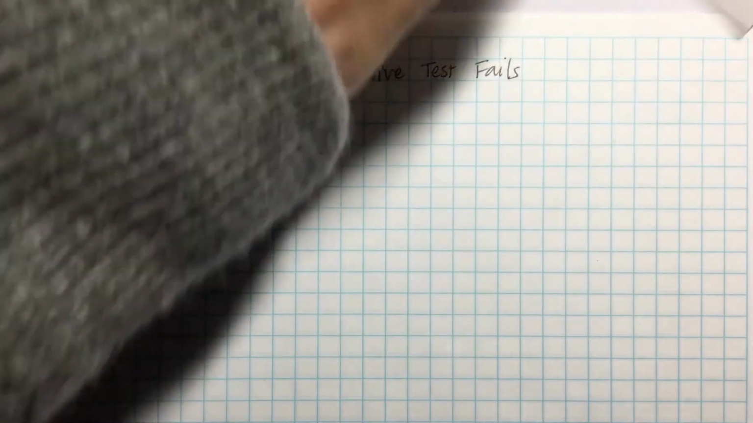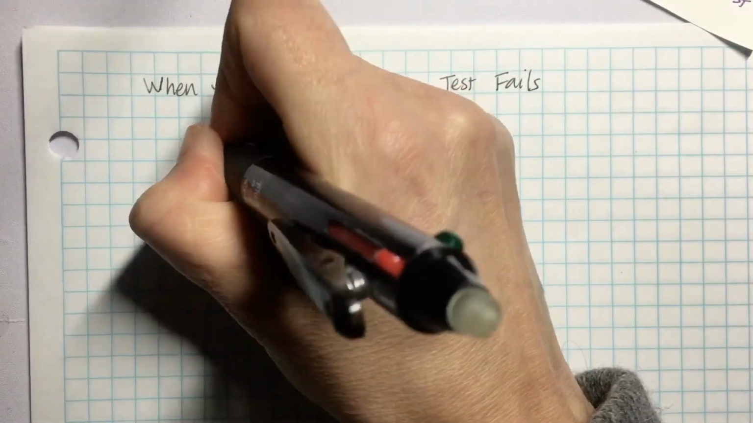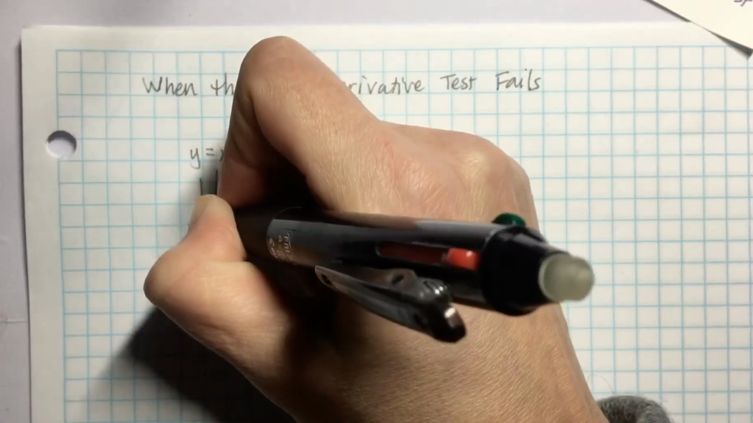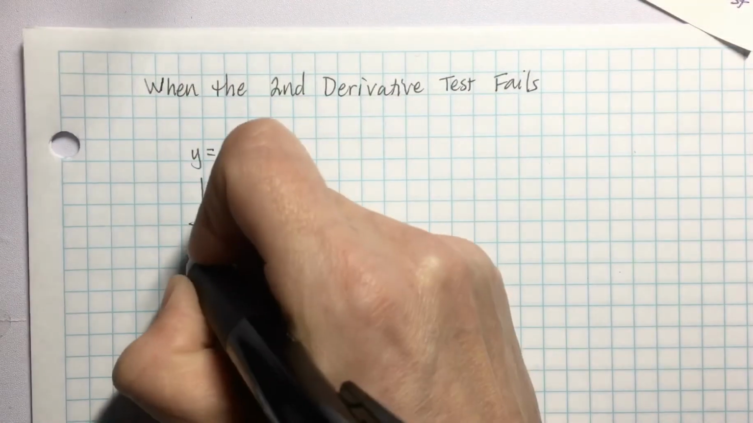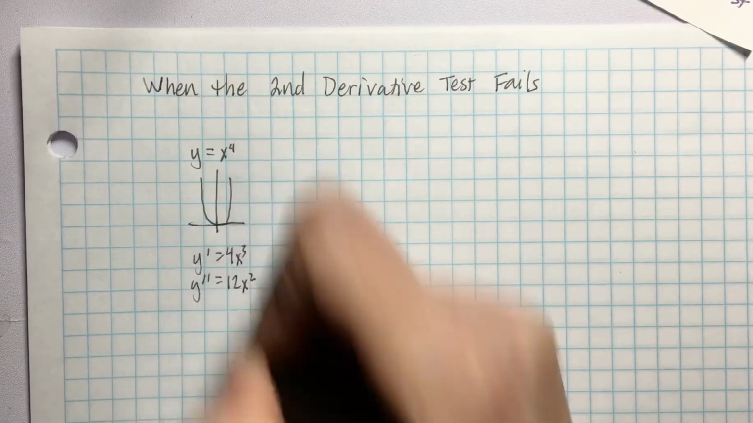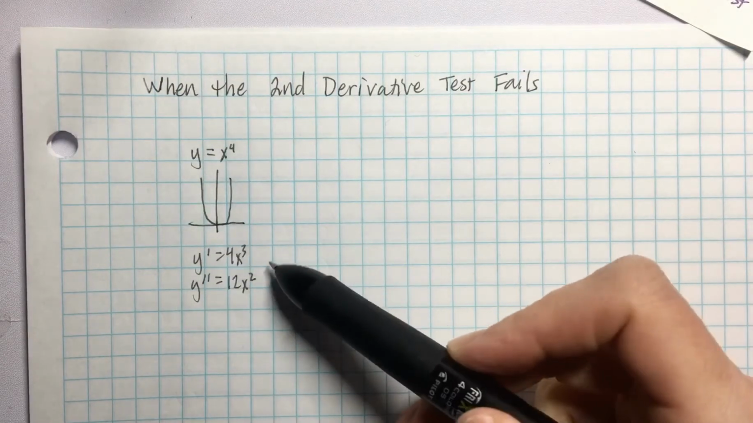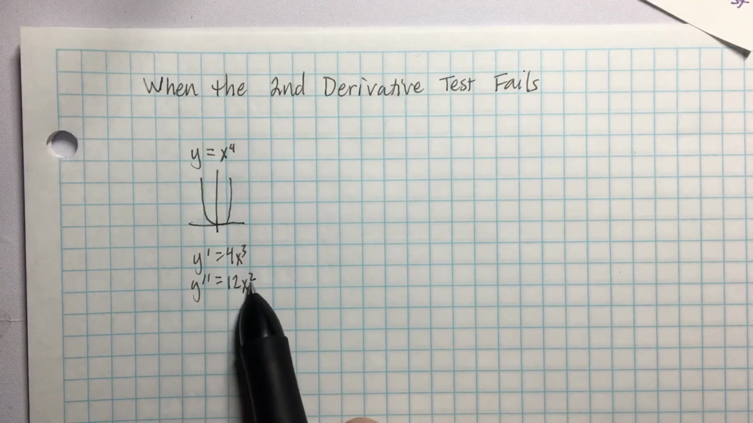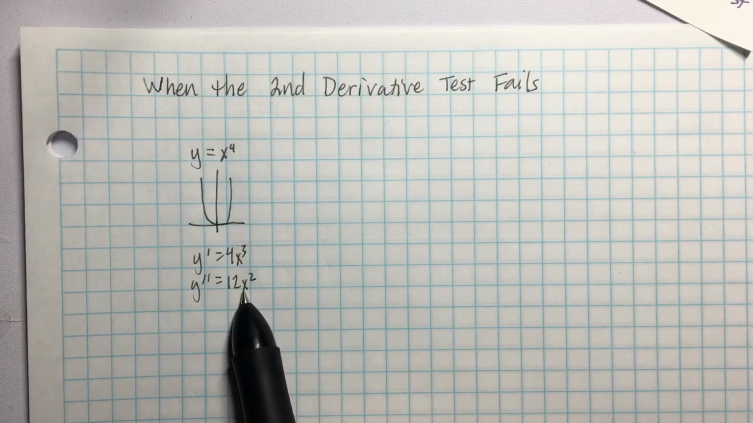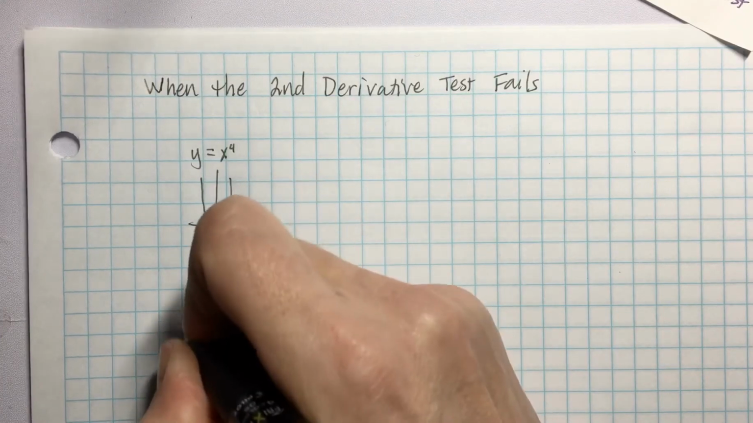So let's start with a couple of familiar functions. Say we're looking at y equals x to the fourth. We know what this looks like. We've seen it before. It kind of looks like a parabola that's slightly flatter on the bottom. And y prime is 4x cubed and y double prime is 12x squared. So both y prime and y double prime are 0 when x is 0. But there is no sign change, since y double prime is always positive when x isn't 0, it's just concave up the whole time. So we have a minimum and there's no point of inflection.